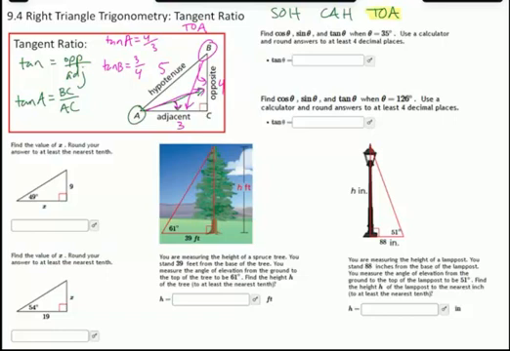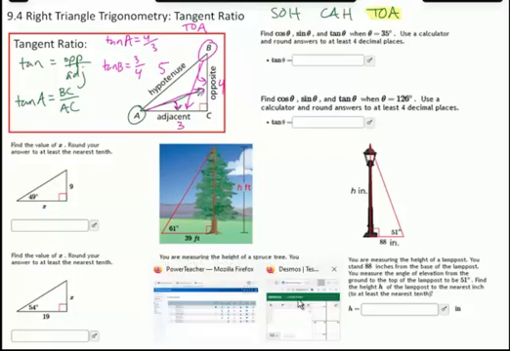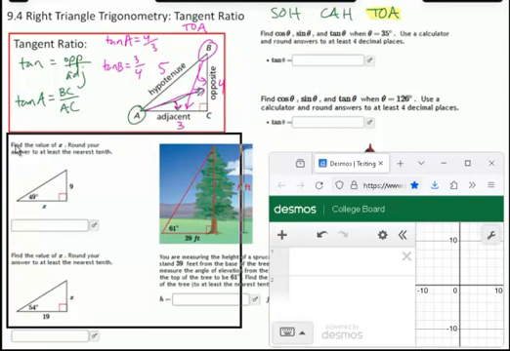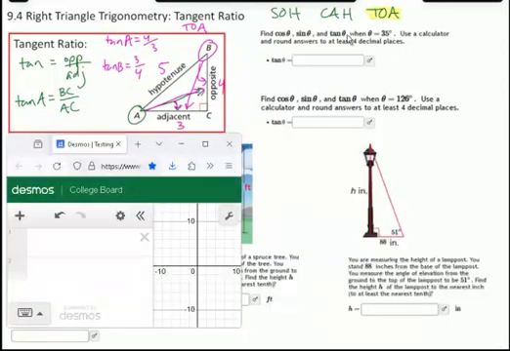There are a couple of things you're going to be asked to do with this, besides just identifying which are the adjacent and opposite sides. One is that you need to be able to calculate trig ratios. If we take the calculator, I'm going to show you on Desmos here. If you want to find the tangent of theta, theta is just another way to designate an angle.